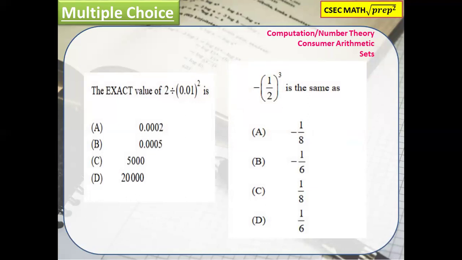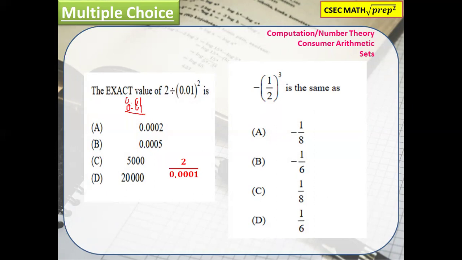Our first 2 questions are from computation and number theory. The approach you'd make for this one: you're not using a calculator in the exam, so what you'd have to do is by hand, from memory. You have to have these computational skills. What's happening in this situation is that 2 is being divided by 0.01 squared. Without a calculator, you'd have to multiply 0.01 by itself, and the result would be as you see it here.